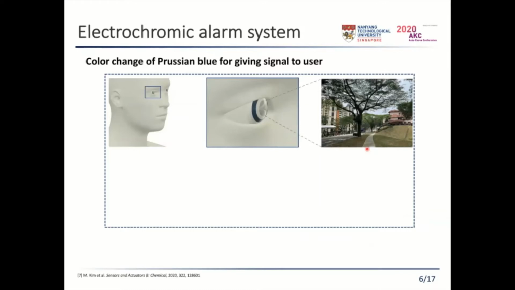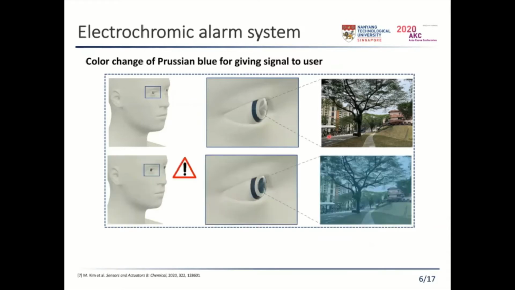Here, we suggest the concept of electrochromic alarm system for smart contact lens. In the safe situation, the contact lens maintains the transparent state, providing clear sight to the user. But in an emergency, or when signals need to be transferred to the user, the color of the contact lens becomes sky blue, so the user can recognize an emergency and immediately react accordingly. For example, take a medicine or go to hospital.